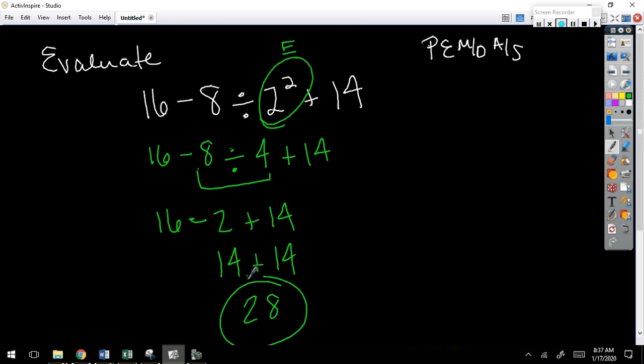Anybody confused? Anybody struggling? One more? Let's evaluate again. Let's do one with a parenthesis. How about that? Actually, let's do this.